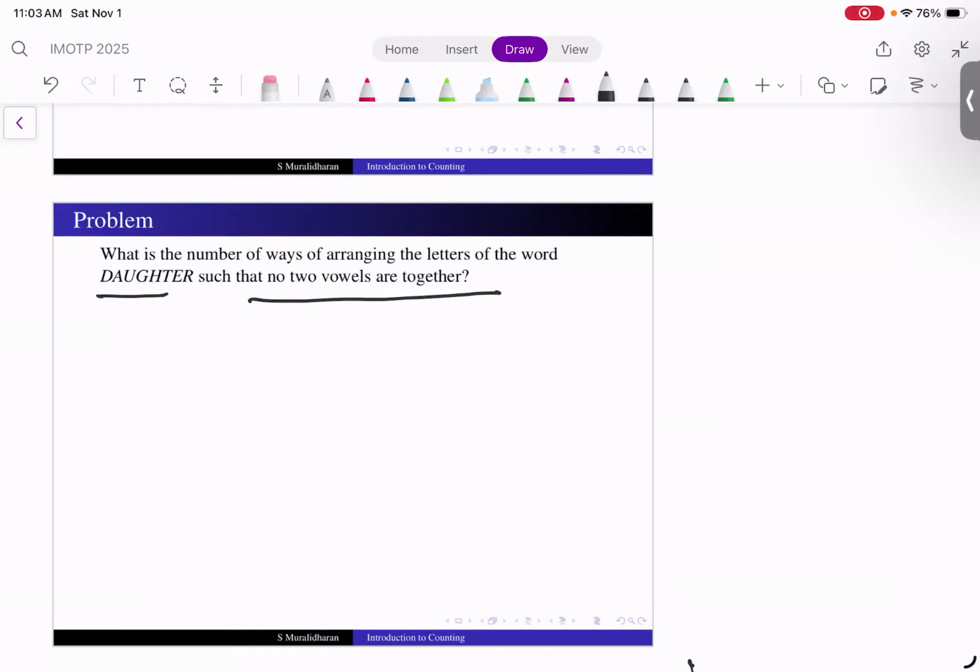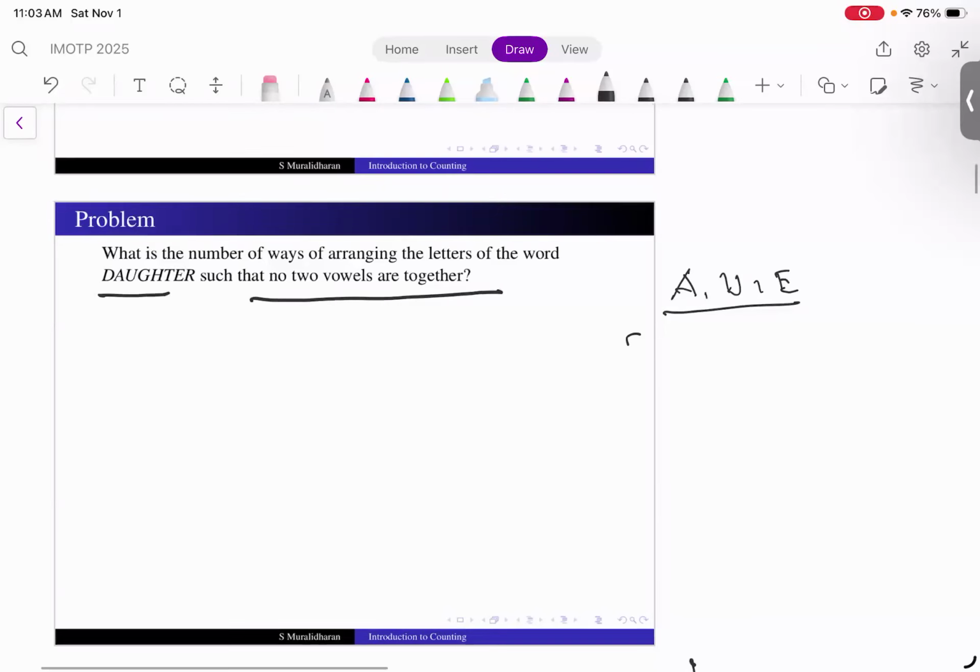So what are the vowels here? A, U, and E. These should not come together. So how many letters are there? The other letters are D, G, H, T, and R, so there are totally 8 letters. If I don't have any condition, how many ways can I arrange them? 8 factorial, obviously.